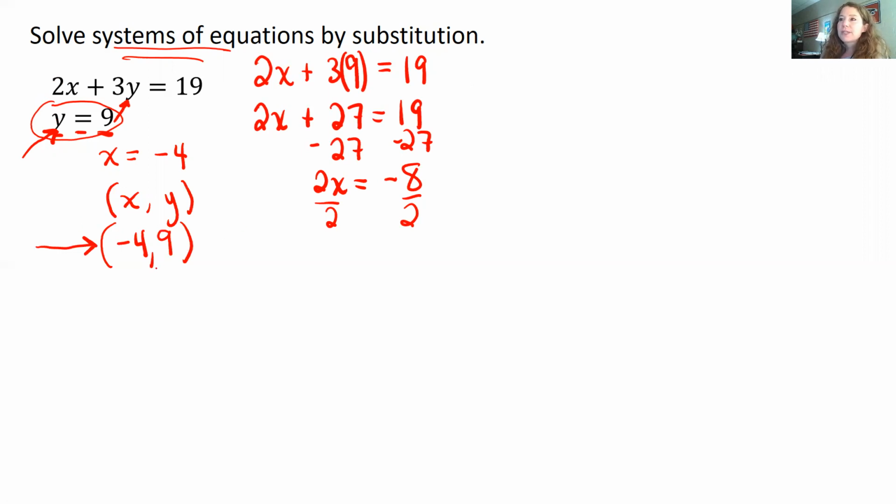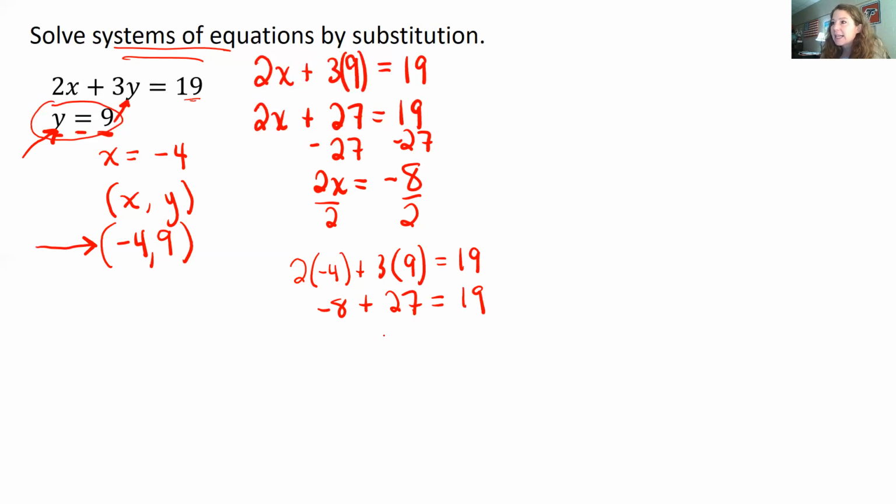Another way I know this answer is true is if I plug in -4 for x and 9 for y in the first equation, I'm going to get a true statement, okay? In other words, 2 times x, which is -4, plus 3 times y, and we said y is 9, equals 19. Let's just double check to see if this is true. Well, 2 times -4 is -8, plus 27, and does -8 plus 27 equal 19? Yes, that is exactly right. 19 is equal to 19. So we know our answer is correct. Okay, so that's our first one. Let's move on.